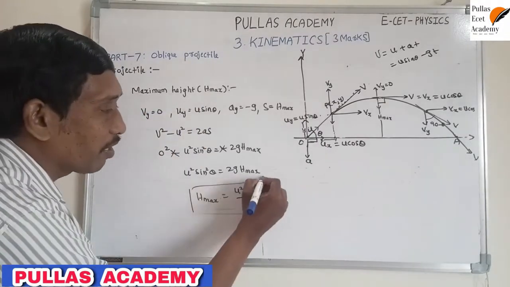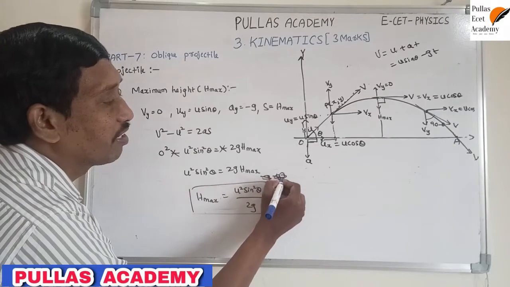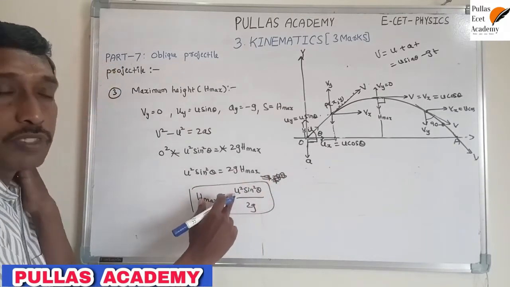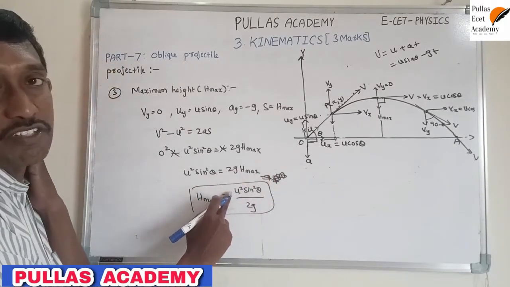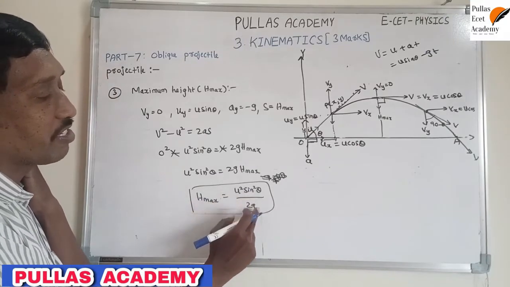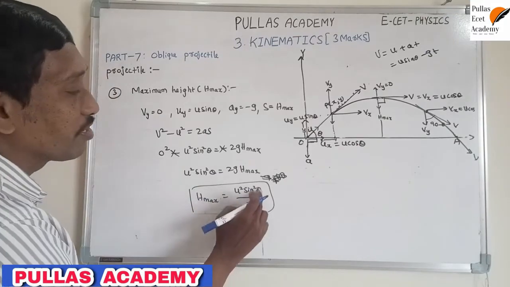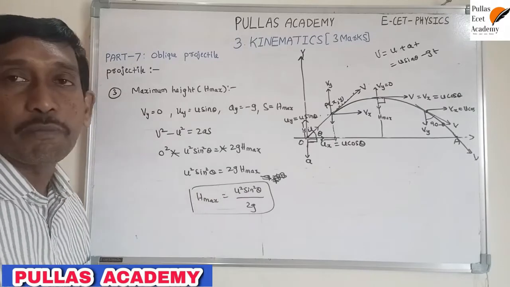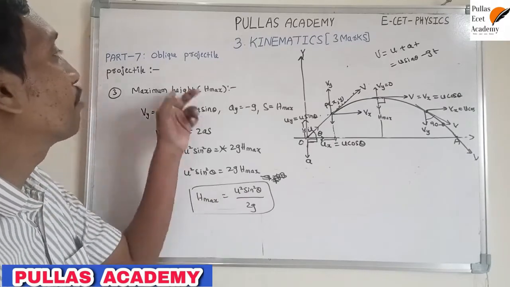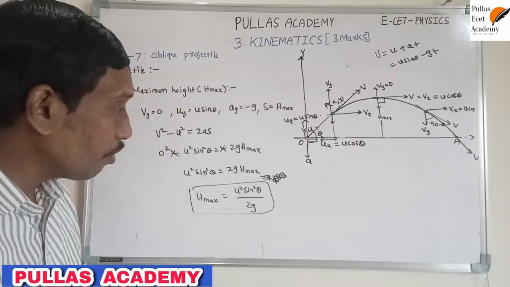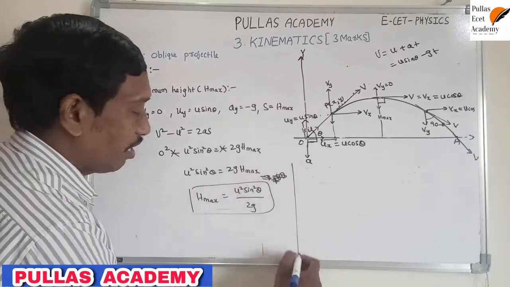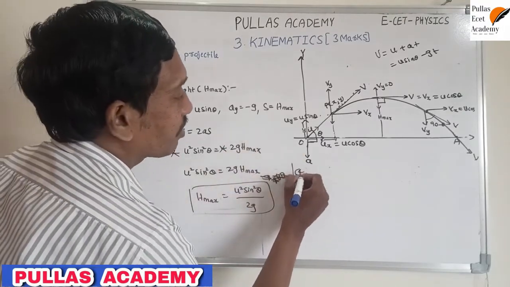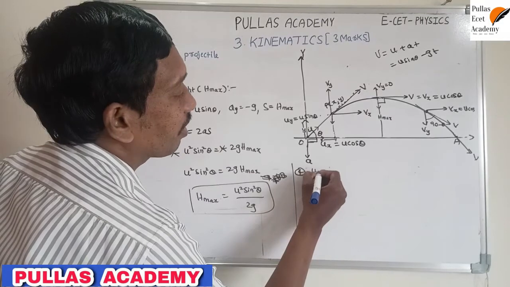This is the most important expression, most often repeated. u is the projected velocity, the initial velocity. Theta is the angle of projection, g is the known constant. Just know the angle of projection and substitute in the formula, and you get the maximum height reached by the oblique projectile.